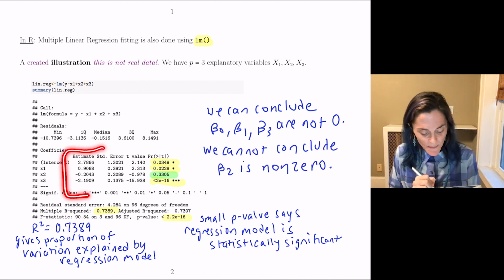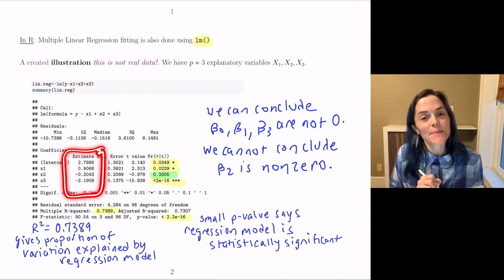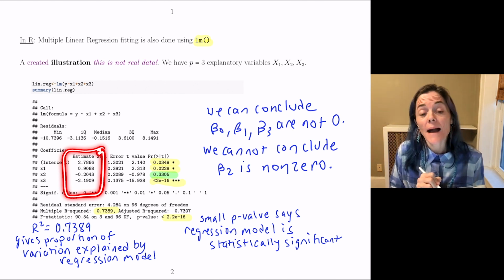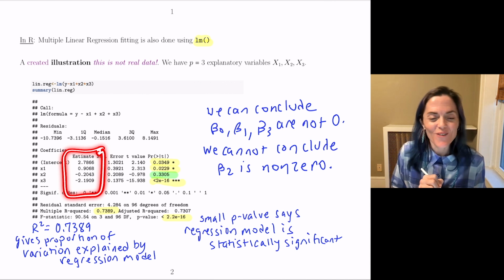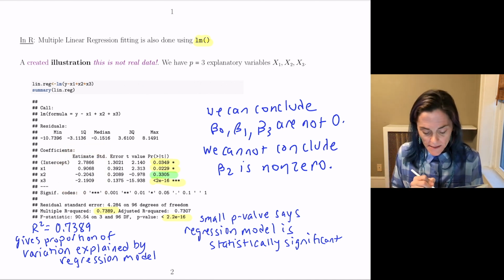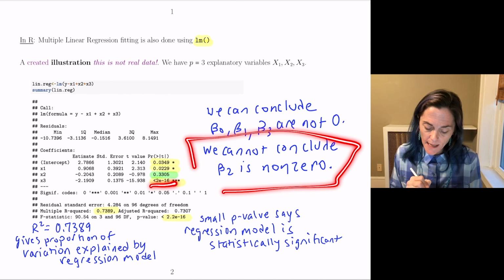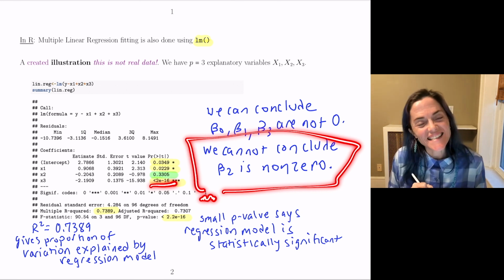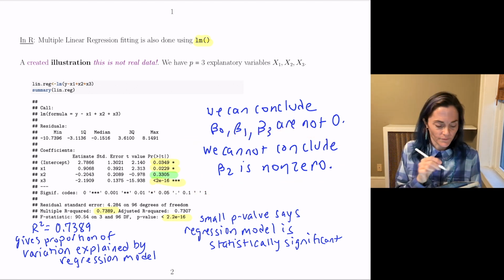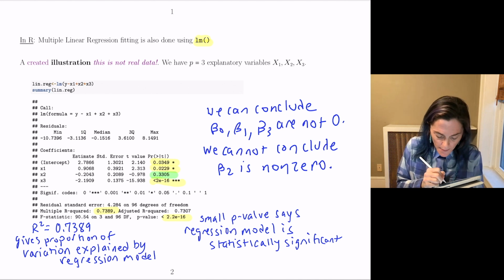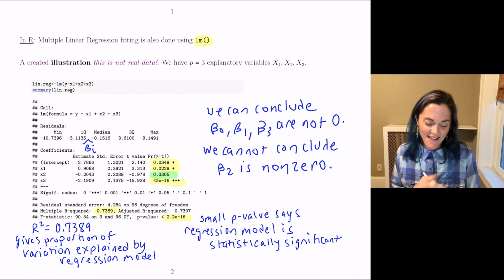We see the estimates here. The estimate, beta 2 hat, is minus 0.2043. However, based on this p-value, we cannot say that beta 2 is non-zero. Maybe I will add above, these are beta i hats.